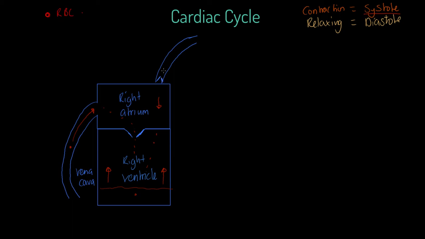They're semilunar valves, but this exit point is called our pulmonary artery. Remember, arteries always lead away from the heart, okay? Pulmonary artery. And our red blood cell is traveling up and out. And where's it going to get to? It's going to get to the lungs.